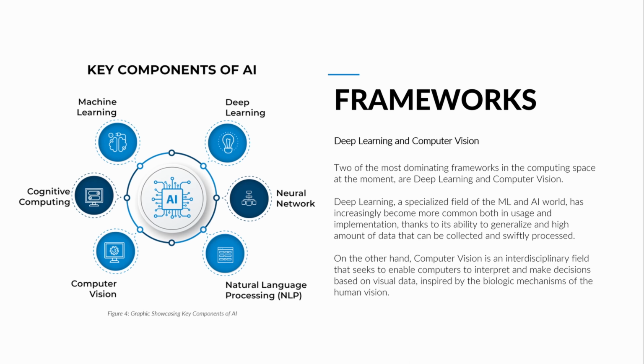And to perform these operations, two of the most dominating frameworks in the computing space can be used: computer vision and deep learning. They are so popular due to their ability to generalize on unseen data if the training and optimization processes have been performed adequately.